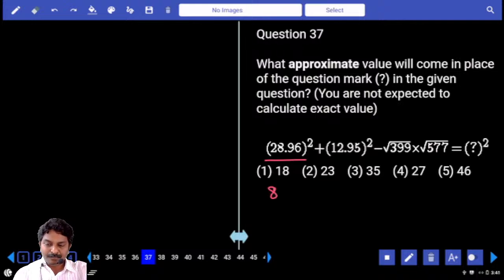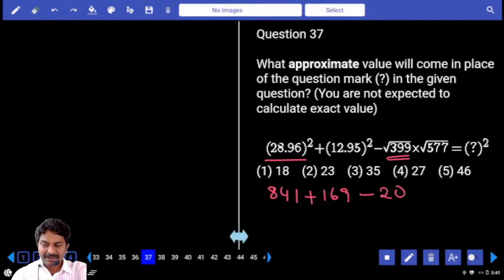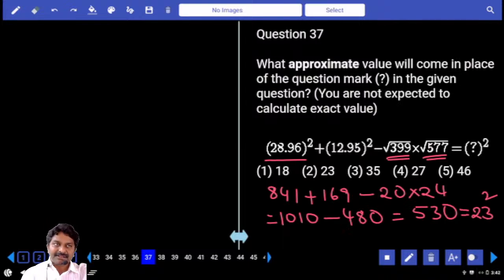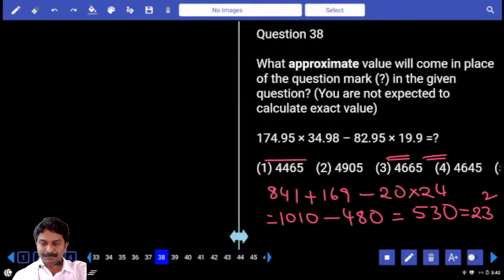29 square is 841. 13 square is 169, minus under root of 399. 20 into 24. Both positive numbers together it is 1010. From this we have to subtract 480, which is equal to 530. Which number square is this? 23 square, 529.